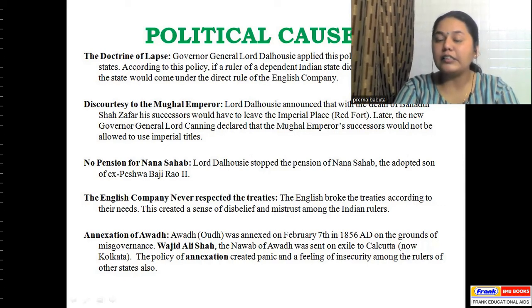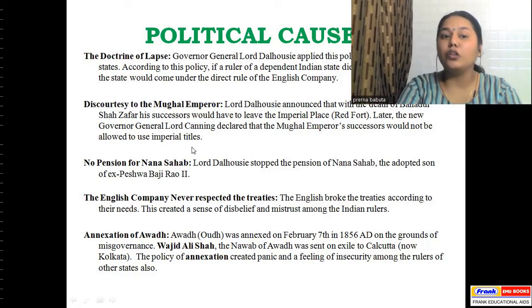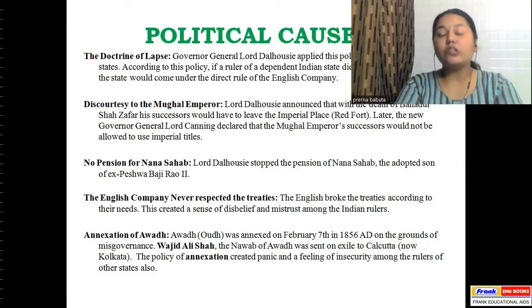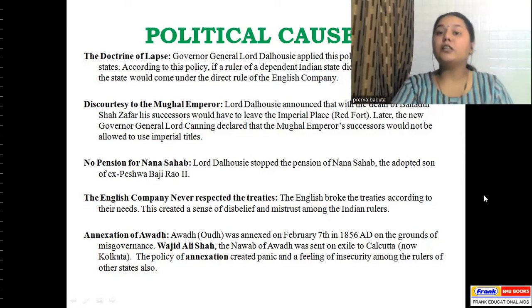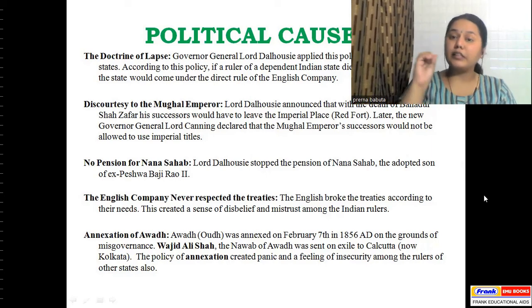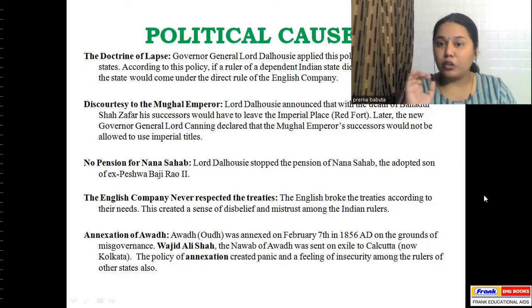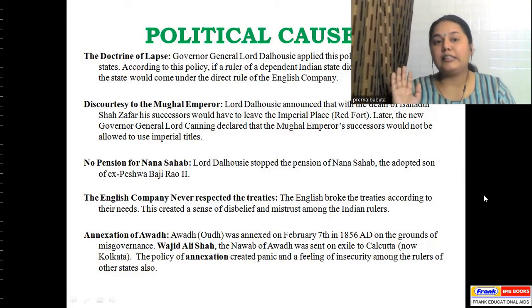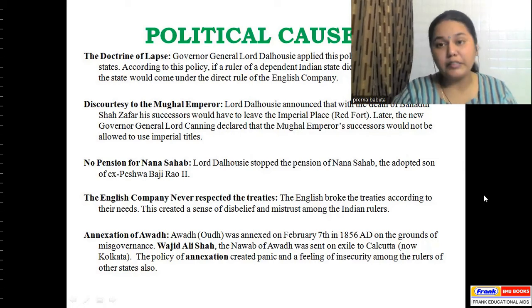Second, discourtesy to the Mughal emperor. Lord Dalhousie announced that with the death of Bahadur Shah Zafar, his successors would have to leave the imperial place, Red Fort. Later, the new Governor General, Lord Canning, declared that the Mughal emperor's successors would not be allowed to use imperial titles. Imagine people who had been ruling the country for such a long time, and people had so much respect for them. The British government showed no respect to them. They were told to move out of the royal place they were living in, and Lord Canning said the Mughal successors would not even be allowed to use the titles. This really offended the Mughal emperors and their successors.